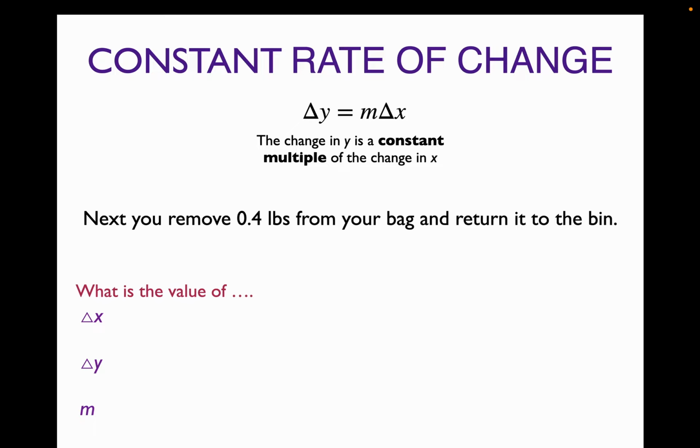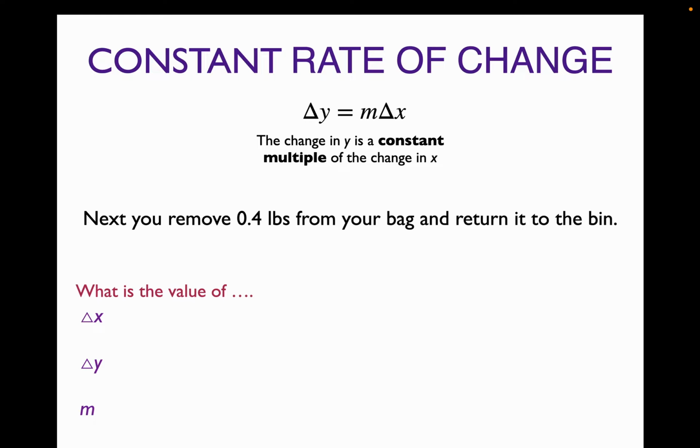All right, so suppose I change to a new scenario instead. I just dumped a bunch. I'm like, that's too much. I'm going to take out 0.4 pounds of the snack mix. If I do that, in this description here, what's the value of delta x? Negative 0.4, right.